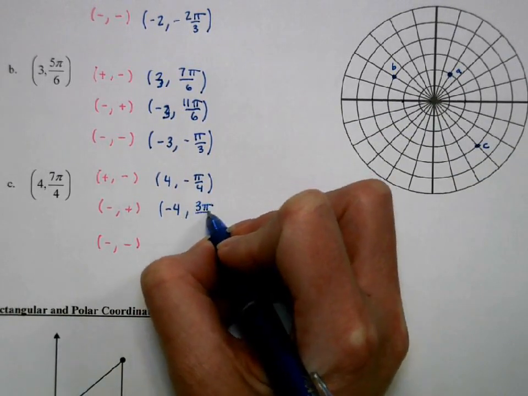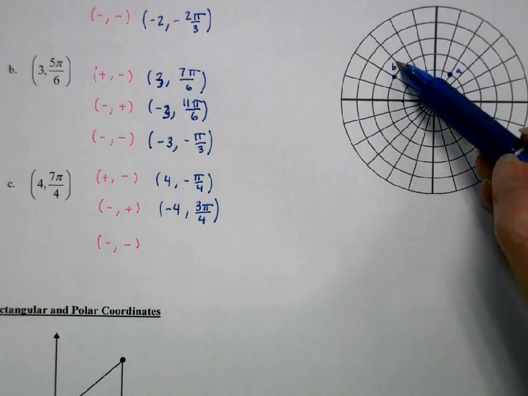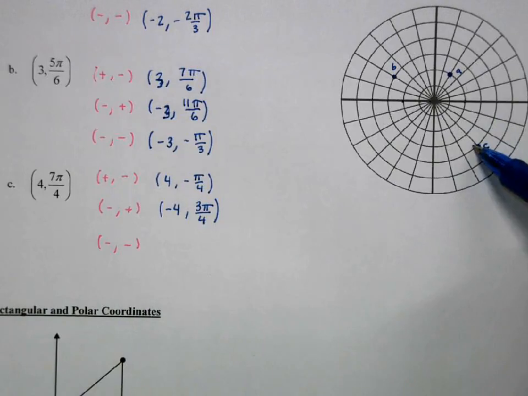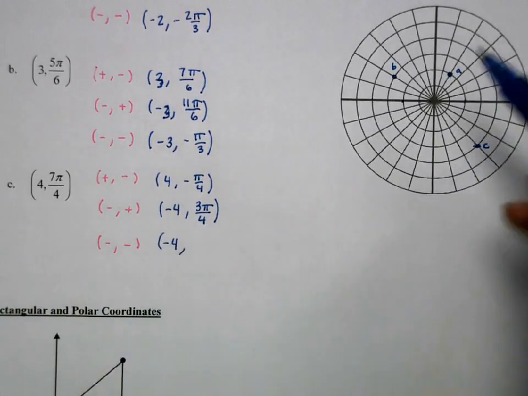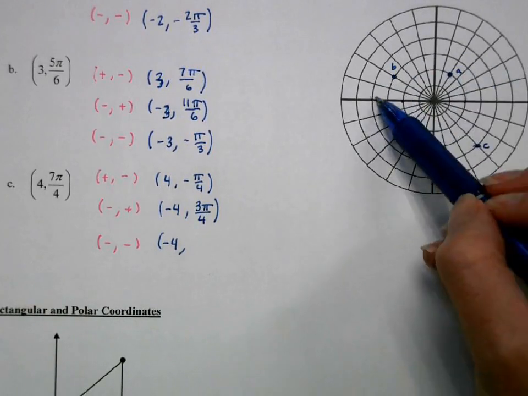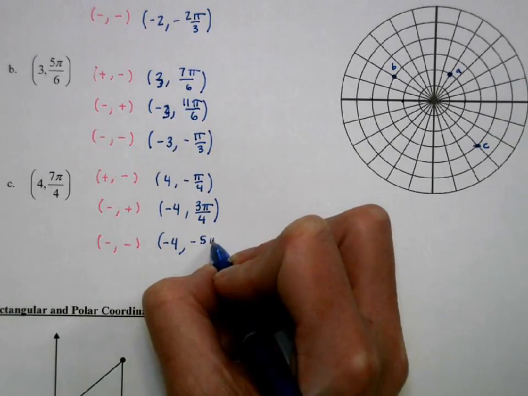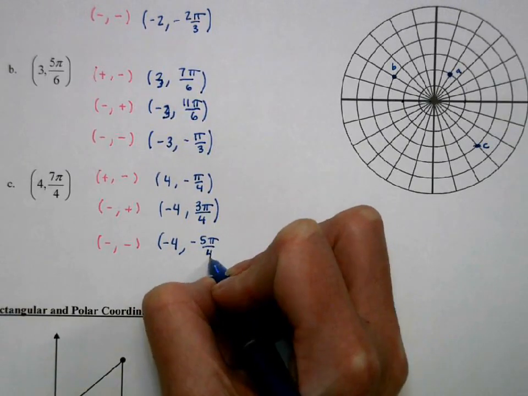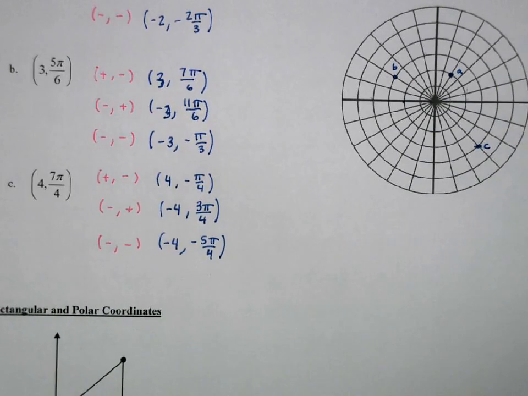Okay, the other thing to think about is if I want a -r, what's opposite this is 3 pi over 4, and then my -r would get me there, if that makes more sense for you. So -4 clockwise is going to be 5 pi over 4. So that's how we can find different coordinates.